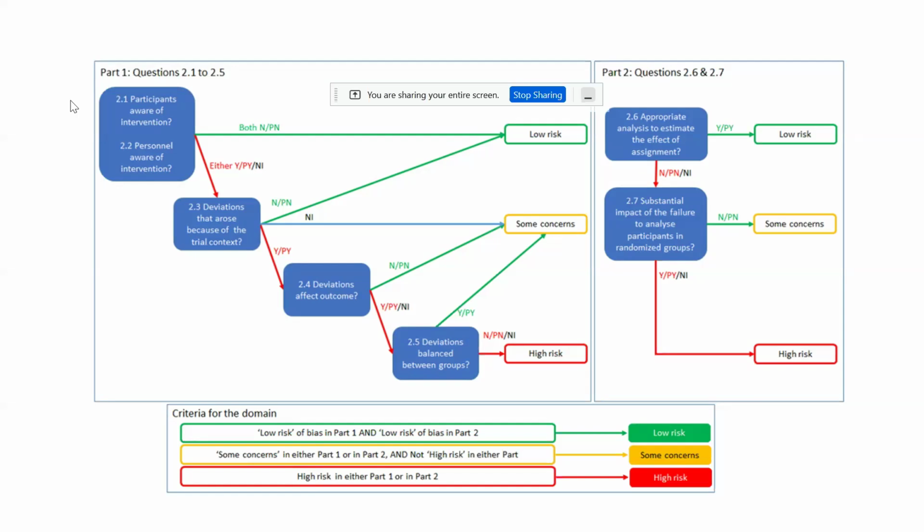Okay, on the other hand, if we go for the per protocol analysis, what is done is that only those who have followed the intervention are included in the intervention group, and in the control group, only those who have followed the control treatment are included. Okay, so that is the per protocol analysis. And we also have the as treated analysis, where people are analyzed as per how exactly they have taken. Okay, so what is the problem with these types of analysis?